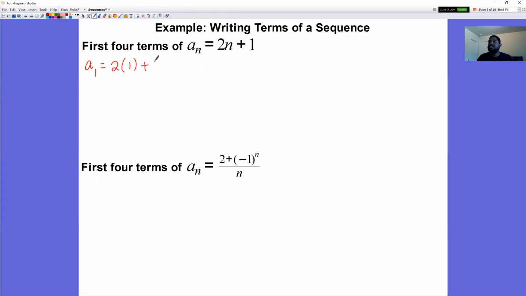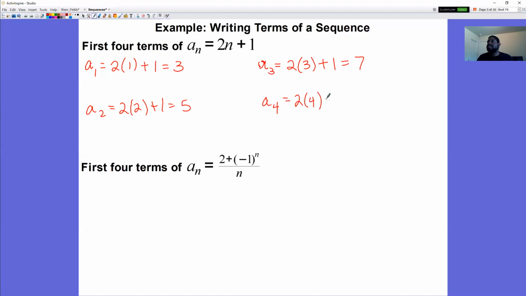So plugging in 1 gives us 3. You're going to compute the second term by plugging in 2, gives us 5. And then you're going to plug in 3. That gives us 7. And then you plug in 4, and that gives us 9. And there are the first 4 terms of the sequence: 3, 5, 7, and 9. The first 4 terms.